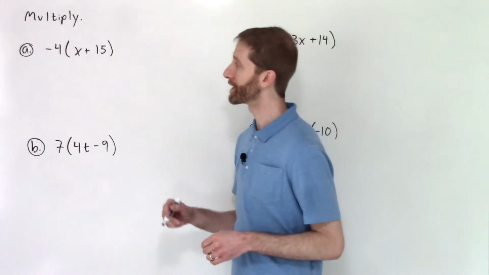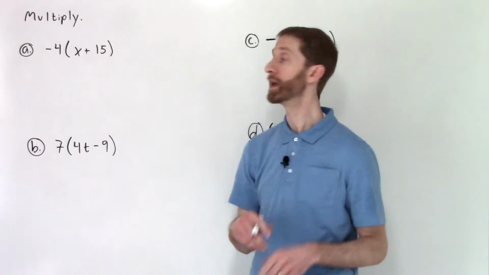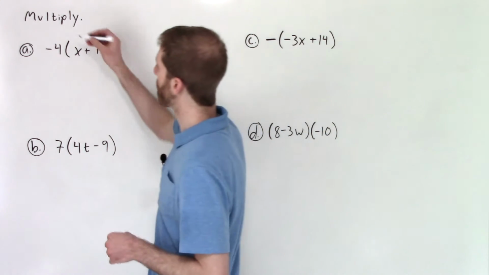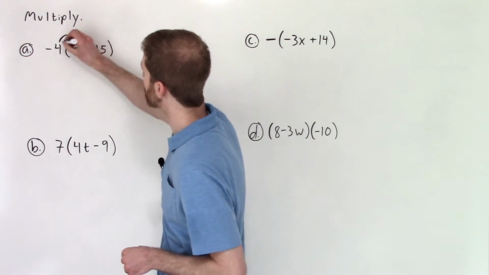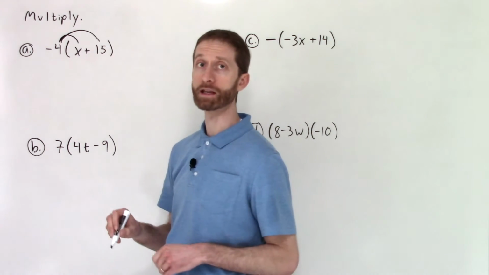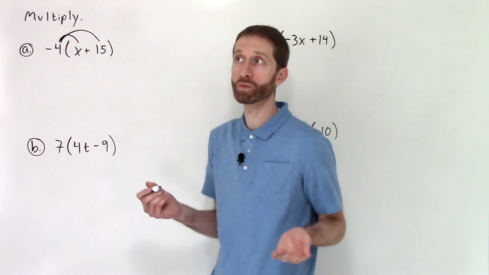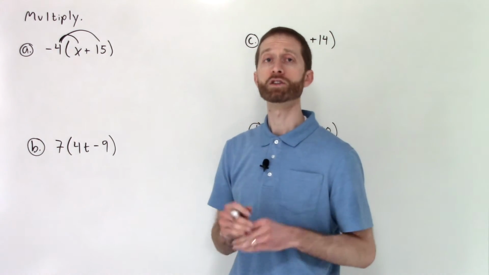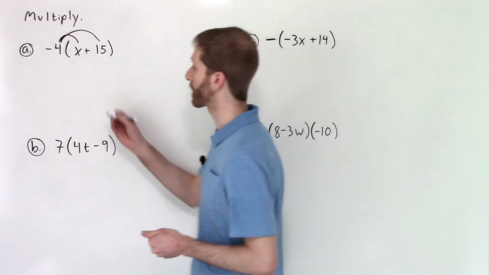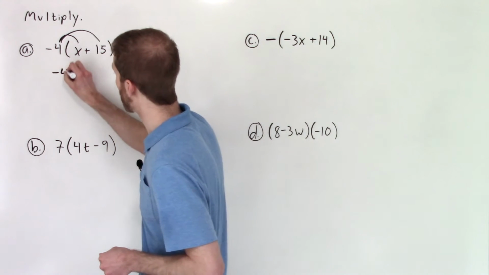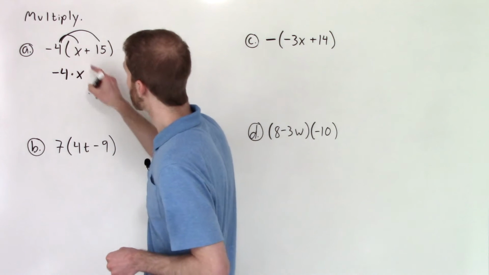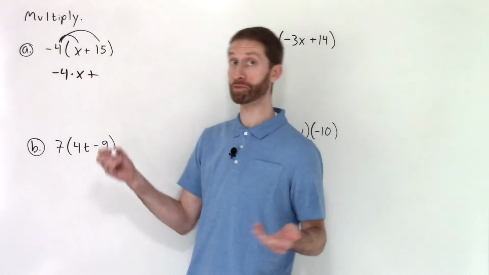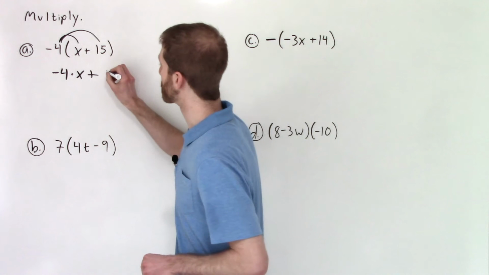This first problem says -4 times the quantity x plus 15. Well, using the distributive property, we know we are going to multiply -4 by x and -4 by 15. What's -4 times x? Well, we don't know what the number x is. It could be 3, it could be 2, it could be 7. So we're just going to write it as -4 times x. So I'll distribute that out. So -4 times x over addition. So we keep that plus sign as per the distributive property rules, and then -4 times 15.